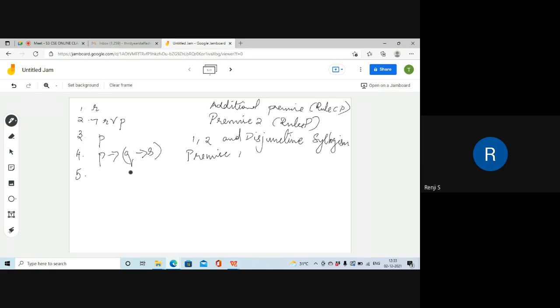Now I'm taking the first premise given in the question, P implies Q implies S, and which rule can I apply here? Which rule can I apply to step 4 and the previous steps to get step 5? We have P here, and P implies Q implies S. What is this form? Step 3 and 4. Which rule can you apply to 3 and 4?